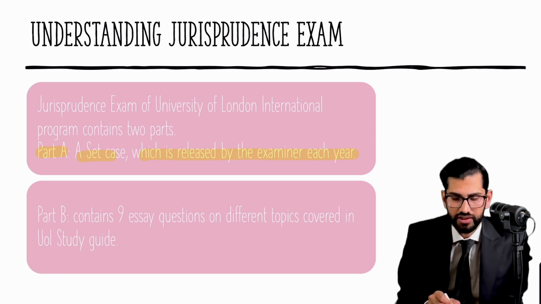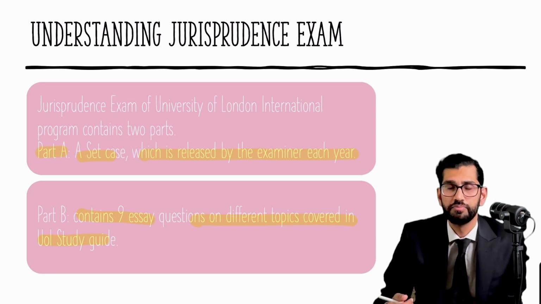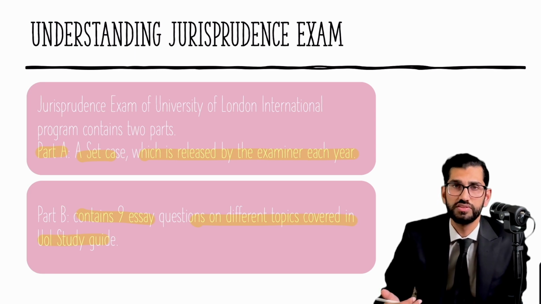Part B contains 9 essay questions on different topics covered under the UL study guide that covers areas such as positivism, natural law theories, Marxism, feminism, etc.